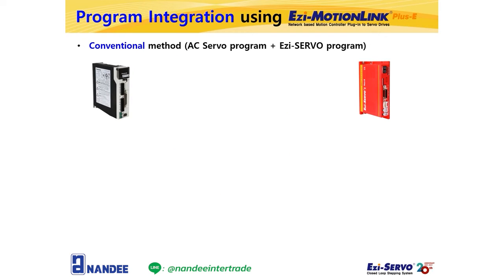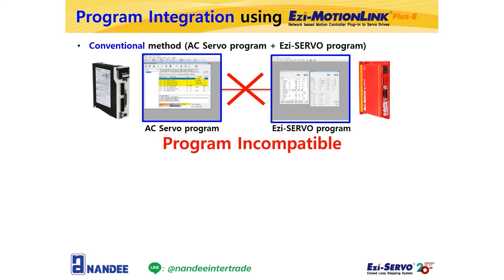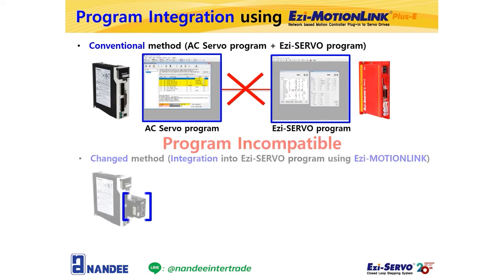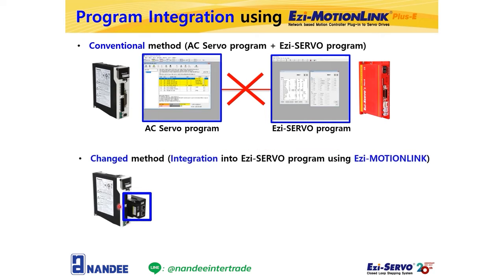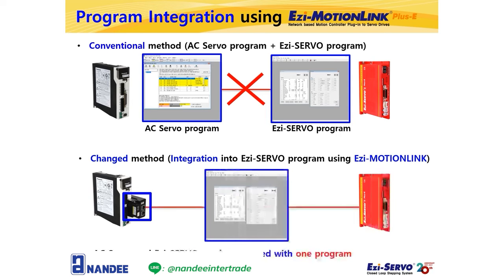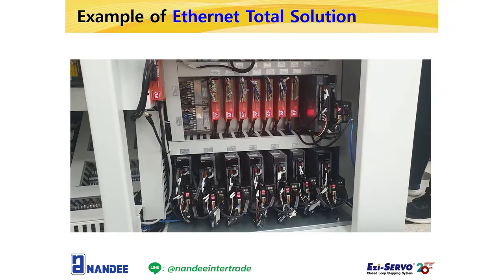Also, I mentioned that 2 different software environments were required to control 10-axis of Easy Servo and 5-axis of AC servo. But, if the customer uses EZ Motion Link, 5-axis AC servo can be used in the same Ethernet network and software environment using the API of Easy Servo. In other words, a total of 15 axes can be operated with one program. I will show you a practical application example.